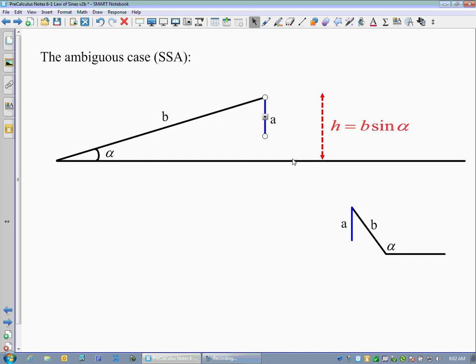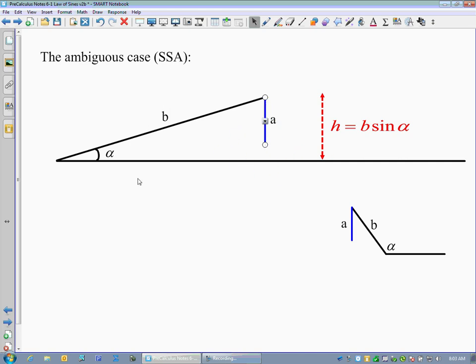Now, the thinking here is that if this side is not longer than h, in other words, if a is less than h, then it does not matter what angle this is at, it will never reach down here to create a triangle. So if it's smaller than h, then it's simply no solution. Now if it's equal to h, you see that we can make a triangle, and if it's longer than h, it's possible to make a couple of triangles.